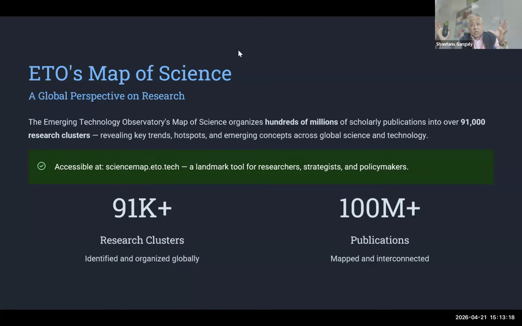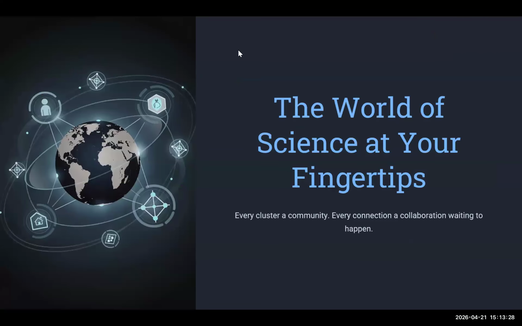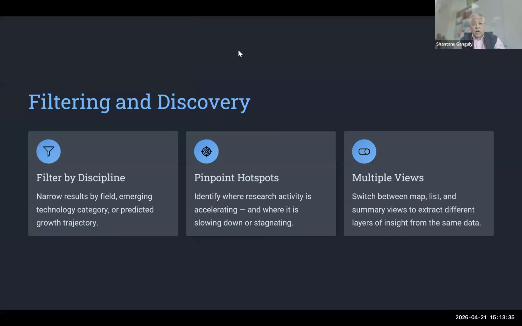So you can imagine how much data is put together so that those research clusters and research dimensions can come out of it. The world of science is at your step. Every connection, a collaboration waiting to happen, and you can filter by discipline, narrowing the results by field, emerging technology category, or predicted growth trajectory. So these are the pinpoints, the hotspots: identify where research activity is accelerating and where it is slowing down or stagnating.